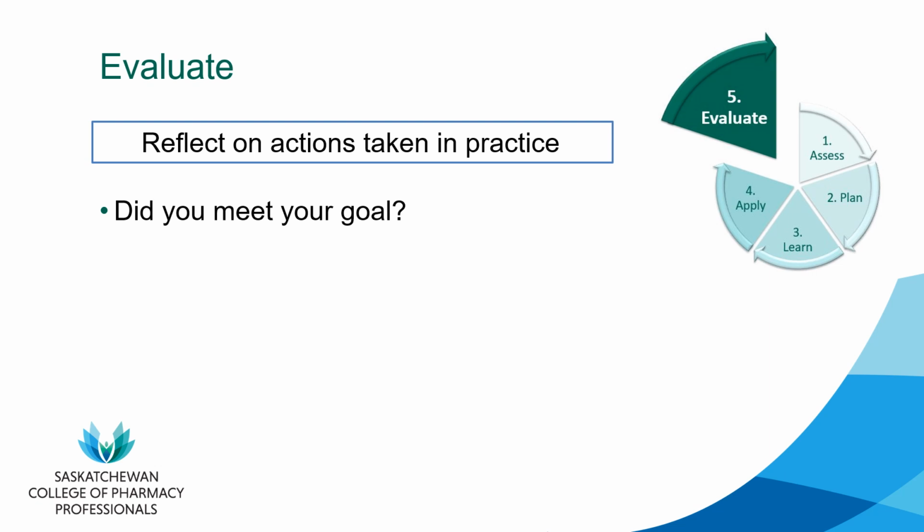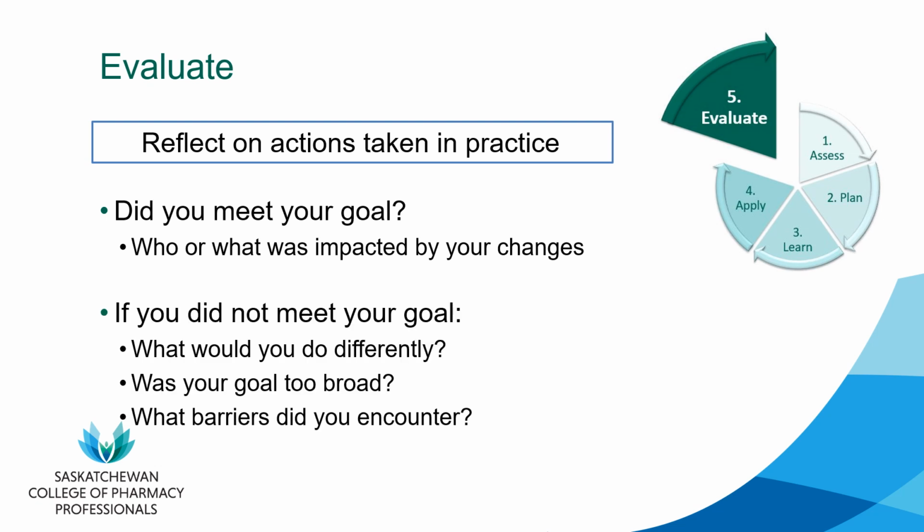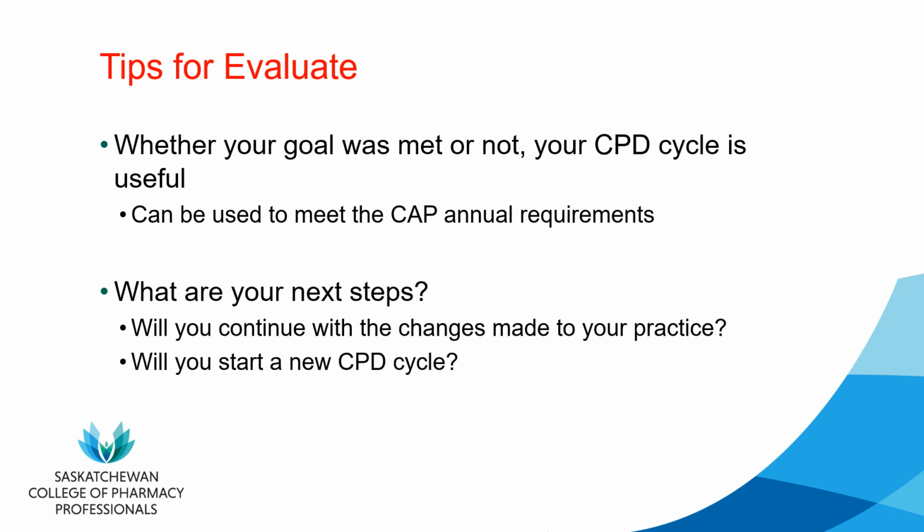Did you meet your goal? If yes, who or what was impacted by the changes or improvements you made? If your goal was not met, reflect on what you would do differently next time. Was your goal too broad, or did you encounter barriers that made it difficult to meet your goal? Whether your goal was met or not, your CPD cycle is useful and can be used to meet the CAP annual requirements. Consider what your next steps will be.